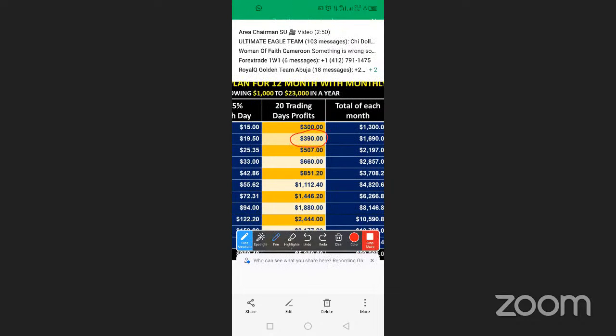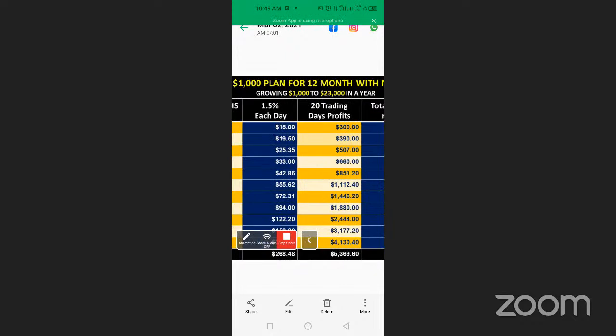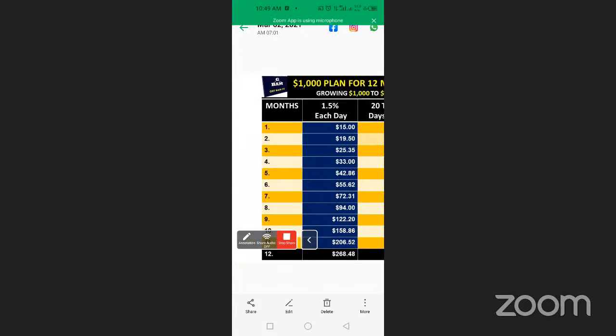So $390, you now add with this, it will now give you 1,690. So you now take the 1,690 to the third month. This is the third month. So the third month, you are now working with 1,690. So 1.5% of that, this is what it will be giving you on daily basis.